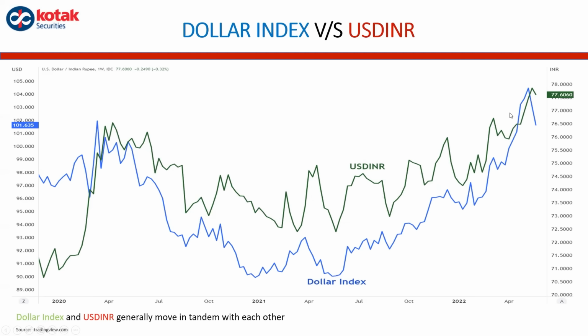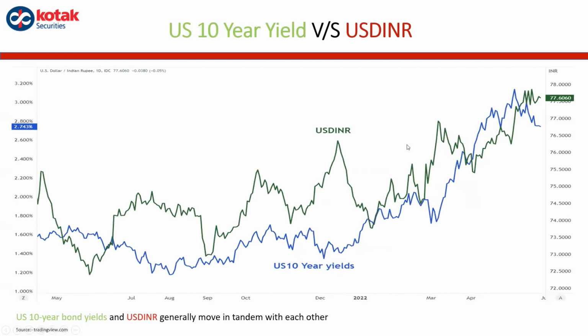The dollar rupee also moves higher. That is, the rupee depreciates against the dollar. Now, the US 10-year yields. Recently we had a situation where the US 10-year yields were going off the roof. One might ask why this happened. This was basically because of the Fed rate hikes.